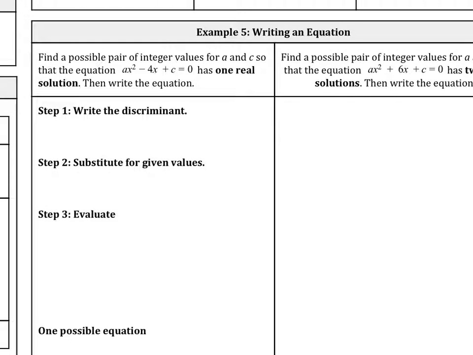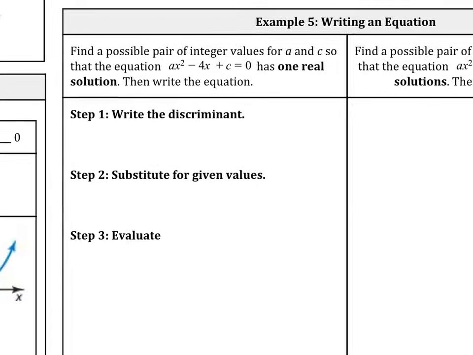Example 5, we're writing an equation. For the first one, we're finding a possible pair of integer values for a and c so that the equation ax squared minus 4x plus c equals 0 has one real solution. Then write the equation. So let's write the discriminant. The discriminant is b squared minus 4ac. Now if it has one real solution, then it has to equal 0.